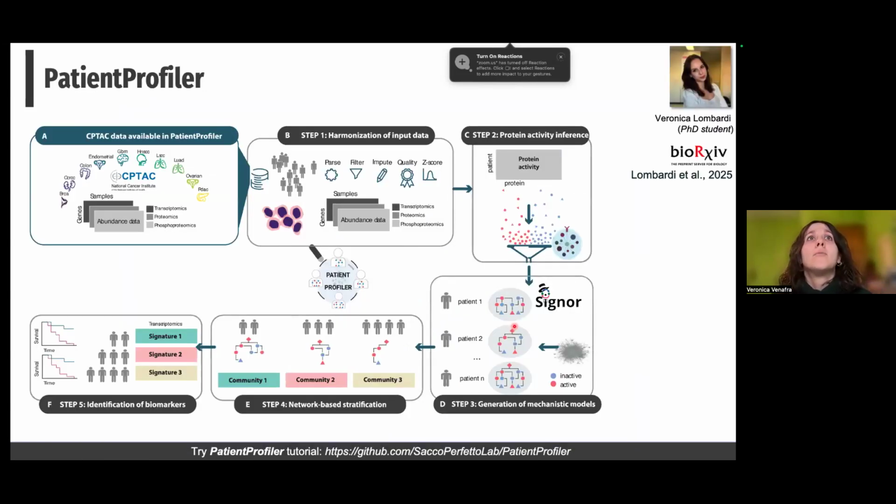In fact, the PhD project of my colleague Veronica Lombardi is a patient profiler, so a scaled version of Signaling Profiler end-to-end patients' data and handle cohort network. So basically, we want to derive for each patient a network, and from the cohort pool of networks derive topologically driven prognostic signatures. So I'm done.